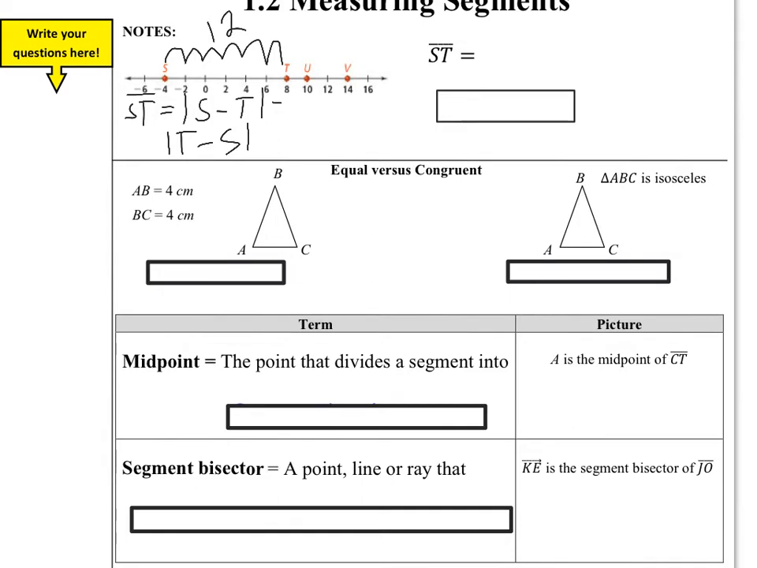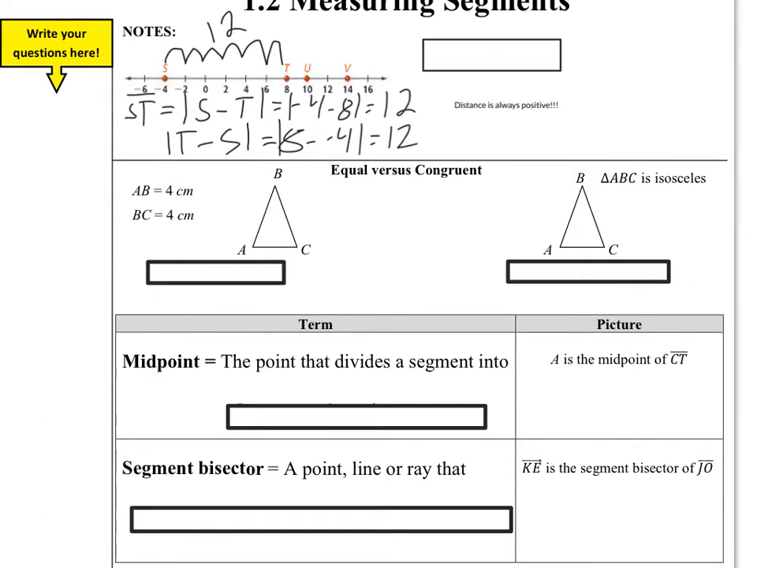So if I did S minus T, then I have negative 4 minus 8, which is going to be negative 12, and the absolute value of a negative is positive, so I have 12. If I do T minus S, then I have 8 minus negative 4, and when I take the absolute value of that, again, minus a negative is like I'm adding, so 8 plus 4 is still 12. So again, the important thing here to remember is that distance is always positive. Always, always, always.